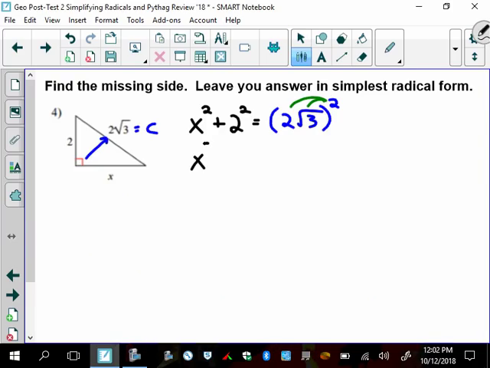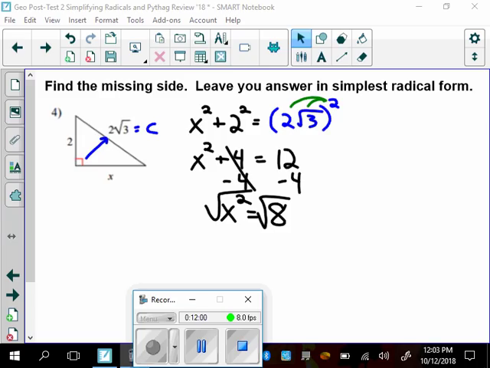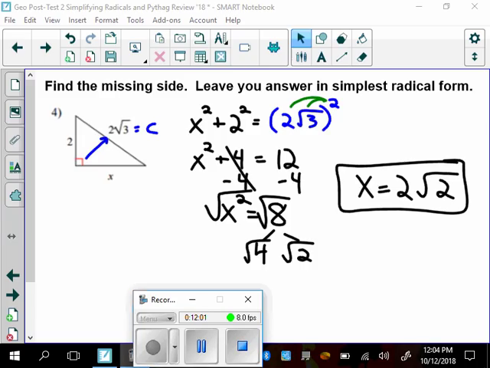Right? So get x squared plus 4 equals 12. And now we need to use algebra in order to get the x by itself. Subtract 4 from both sides. And then square root it. Please pause the video and simplify radical 8. Okay, so your final answer should be 2 radical 2.